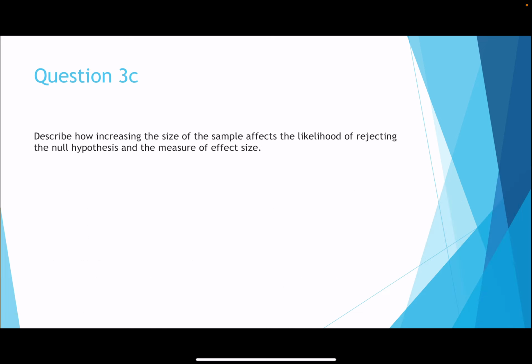So that's kind of the last question. Increasing the sample size actually increased the likelihood that we would reject, but it did not affect the measure of the effect size of our information there. So again, remember, increasing our sample size does affect the likelihood that we would reject our null hypothesis.